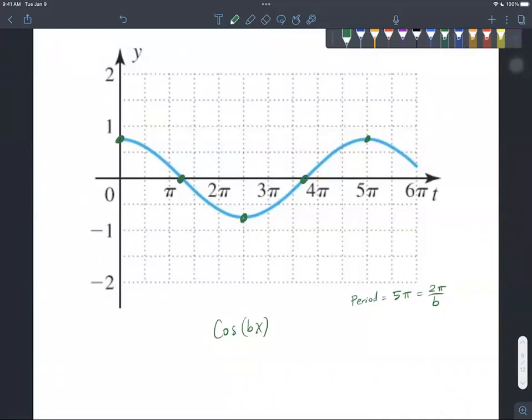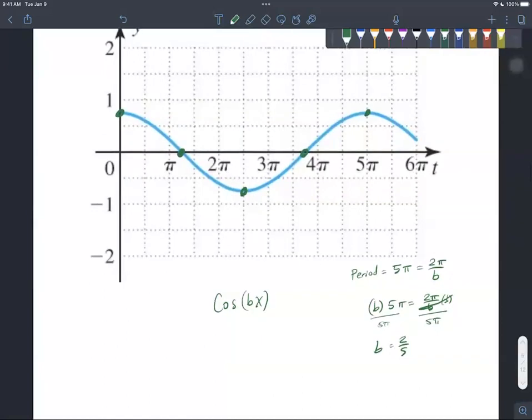And so if we have 5 pi equals 2 pi over b, we can solve this for b. 5 pi equals 2 pi over b. How do we solve this? Well, let's multiply by b on both sides, and then we'll divide by 5 pi at the same time here. And so b is equal to 2/5. This tells us that this function is cosine of 2/5 x.